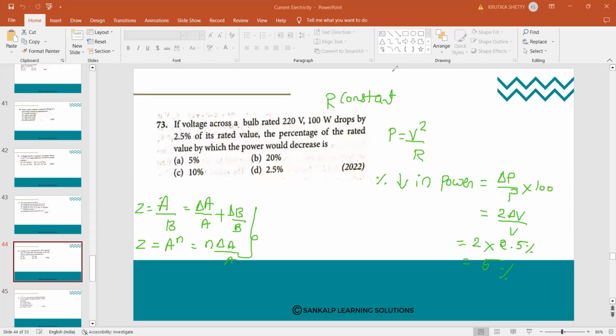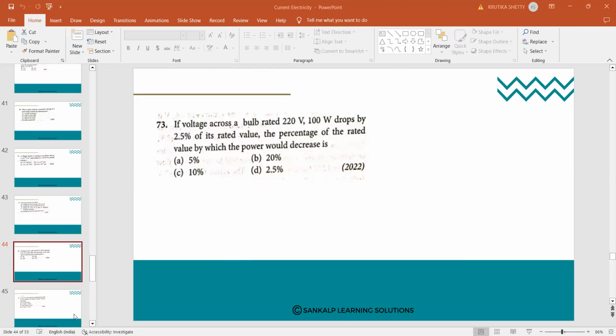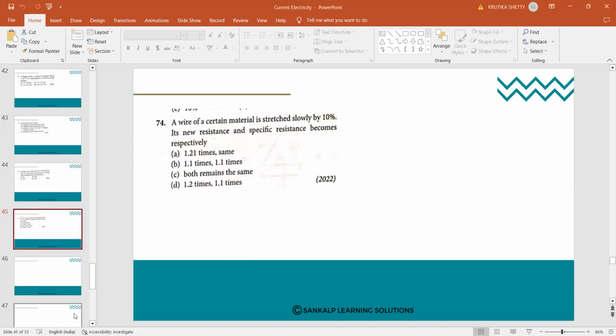So next question. A wire of a certain material is stretched slowly by 10%. Its new resistance and specific resistance become respectively? A wire of a certain material is stretched slowly by 10%, that means the length increases. Then new resistance and specific resistance become.